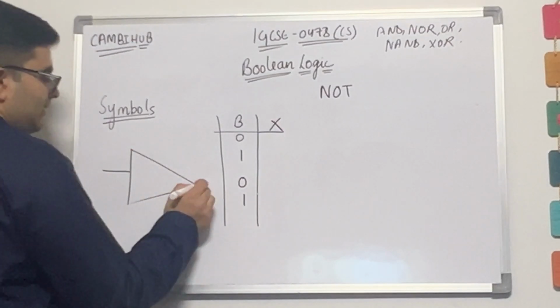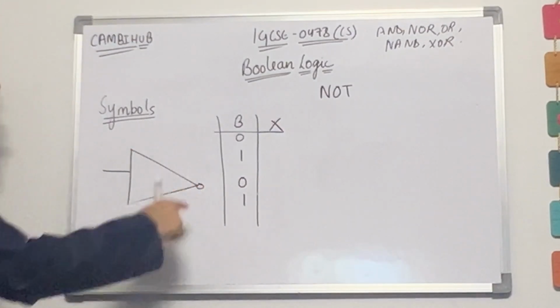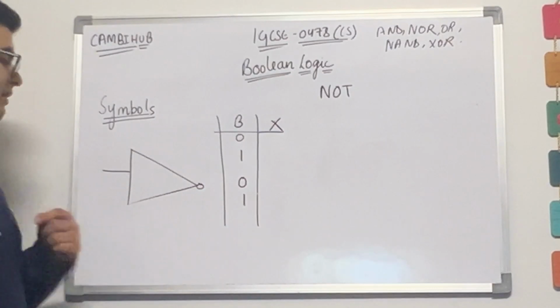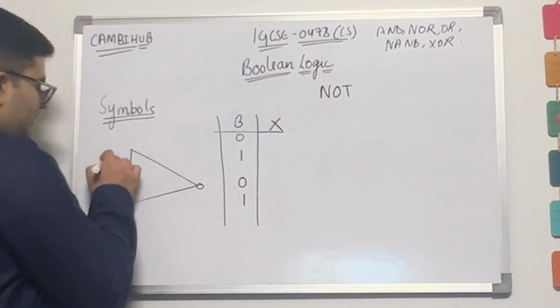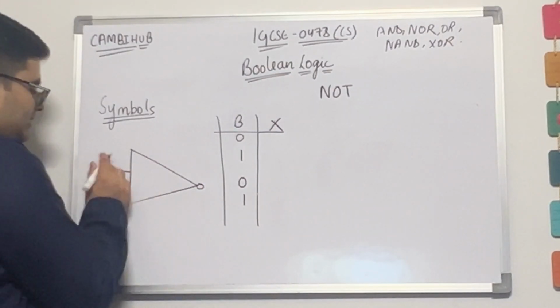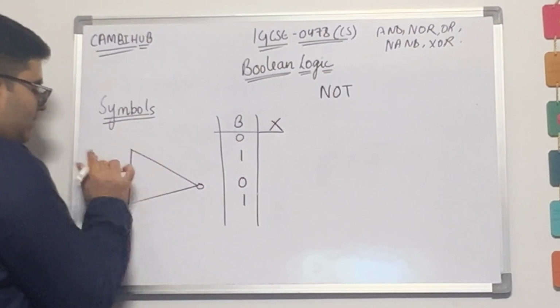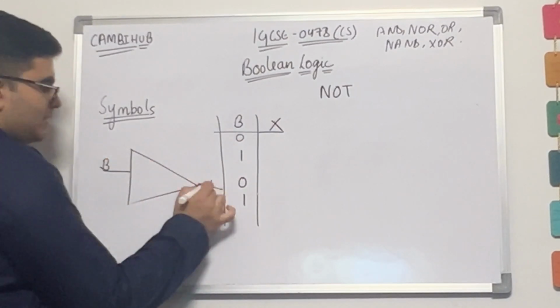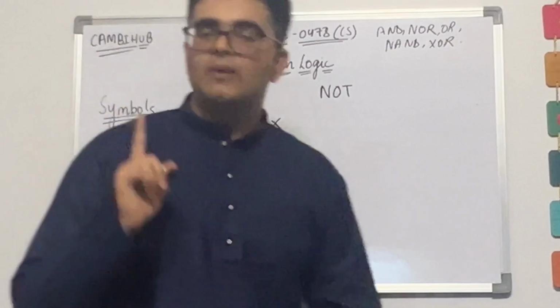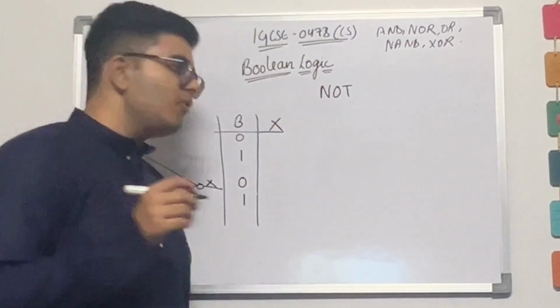So we make a triangle like this and a cute circle like this, right? This is what NOT gate is. So it can be any input, A or B. In this case that I'm teaching you right now, I have the input as B and my output is X. So NOT gate only has one input. What will be the output of NOT gate?